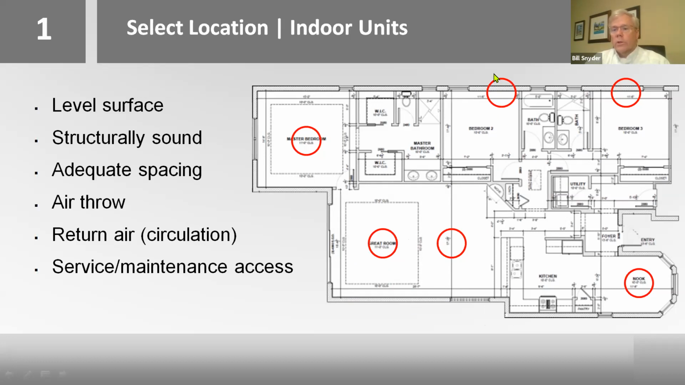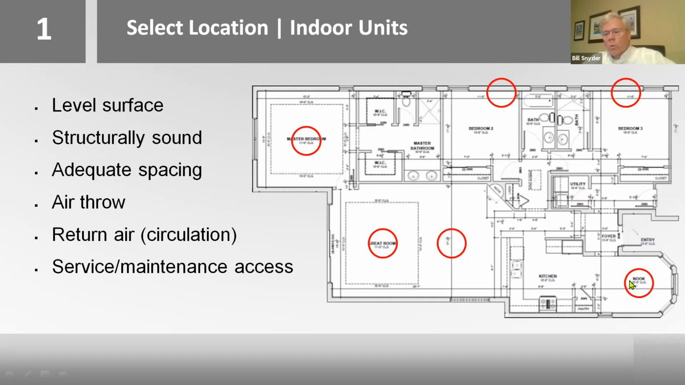And then on the other side, you might want to put a different one if there's no way to run your line sets. You might go up and across the attic and down. And there's all sorts of things to consider of where you're going to install this and how you're going to get your line sets there.